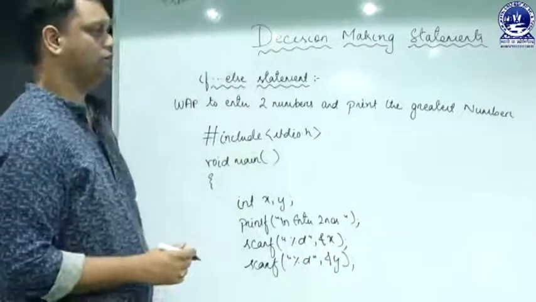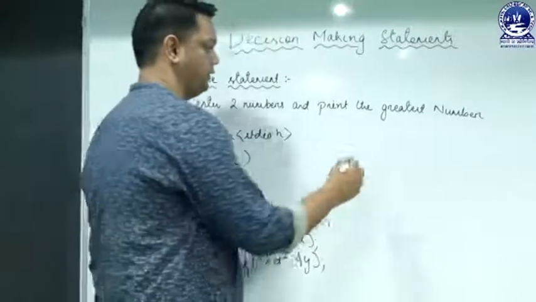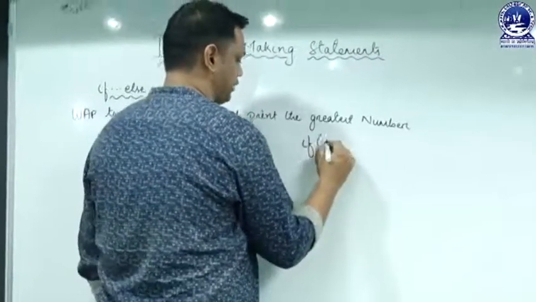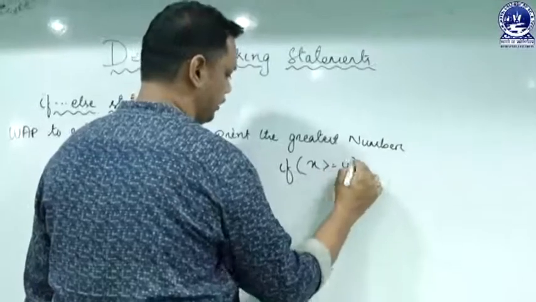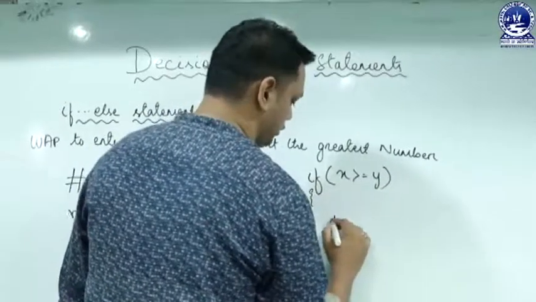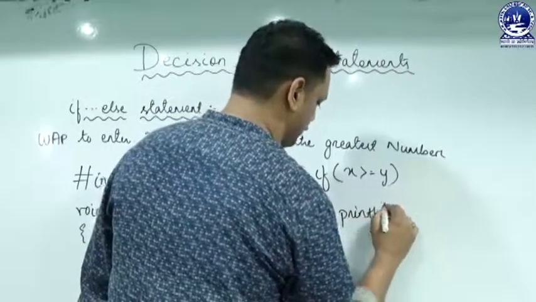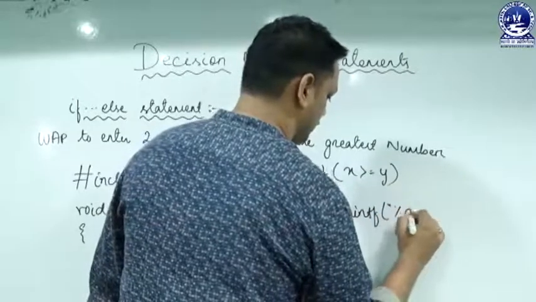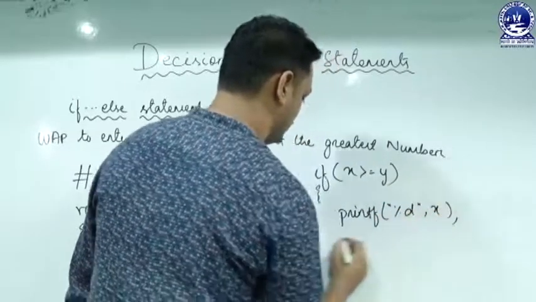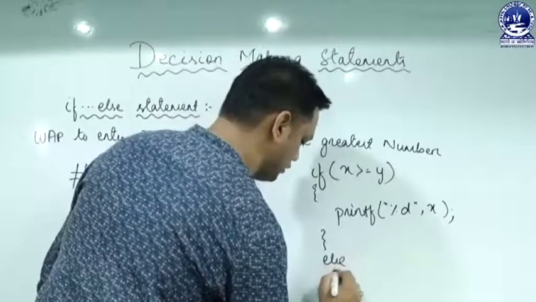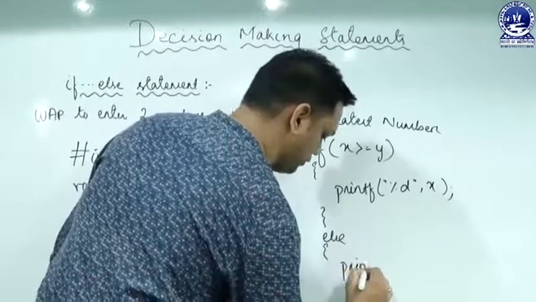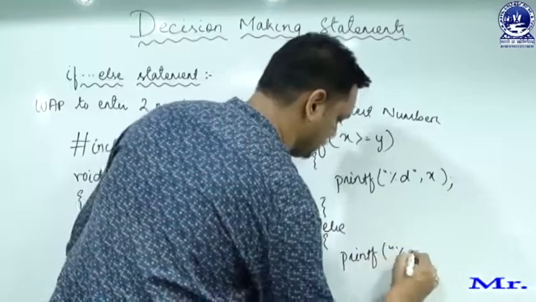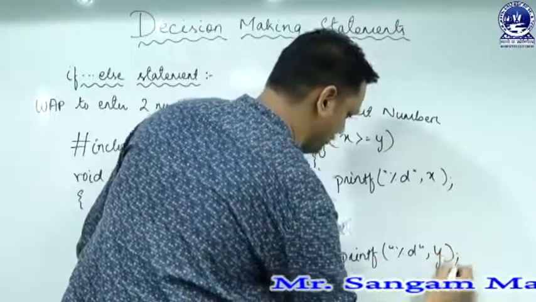Now we have to check the greatest number and print it. So if x is greater than or equal to y, then printf %d, x, else printf %d, y.